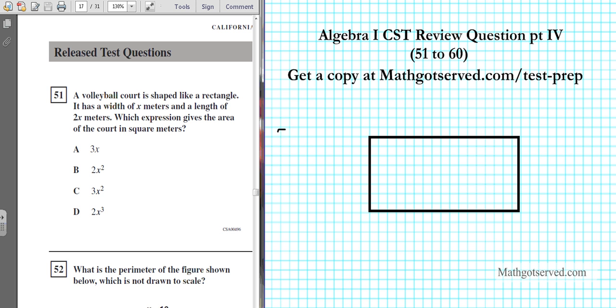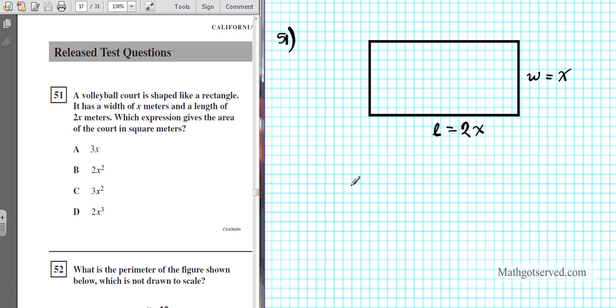This is question 51. So this is the width and this is the length. All right, we're informed that the width is x meters, okay, so this is x meters and the length is 2x. All right, so what represents the area of a rectangle? We know the formula for the area of a rectangle is given by length times width. So we substitute 2x for the length and x for the width. The area of this court is going to be given by 2x multiplied by x.